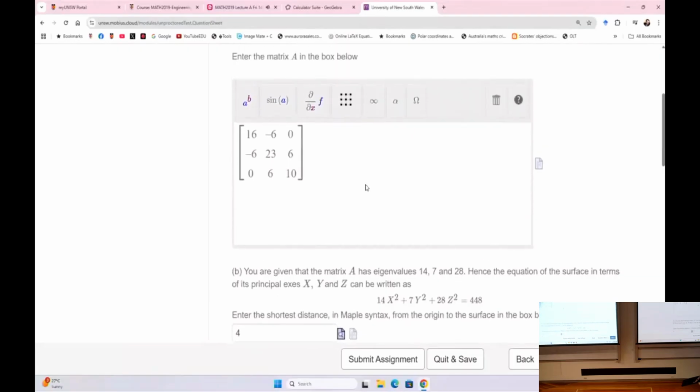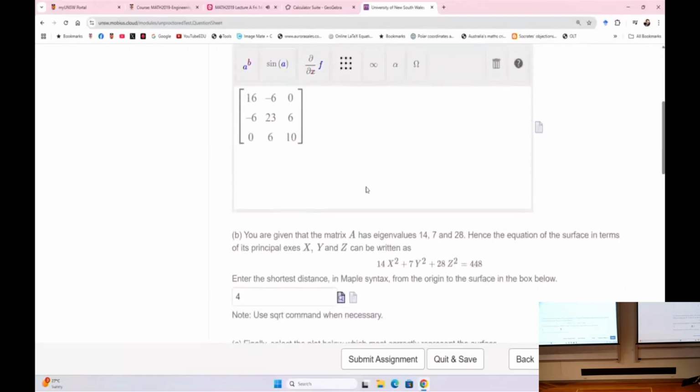All right. So you are given that the matrix A has eigenvalues 4, 7 and 28. Hence, the equation of the surface in terms of its principal axes, capital X, capital Y, capital Z, can be written as this. Okay, so what I've taught you in lectures, how many negative signs are in this simplified expression? None. So is it an ellipse, a hyperbola, one sheet, or a hyperbola, two sheet? Ellipsoid, yeah, ellipsoid is better. Yep.